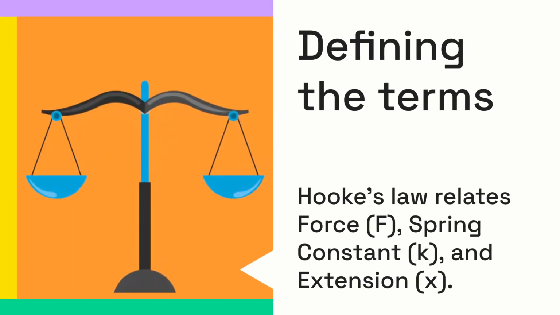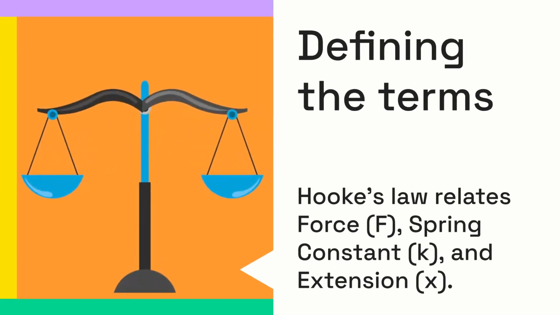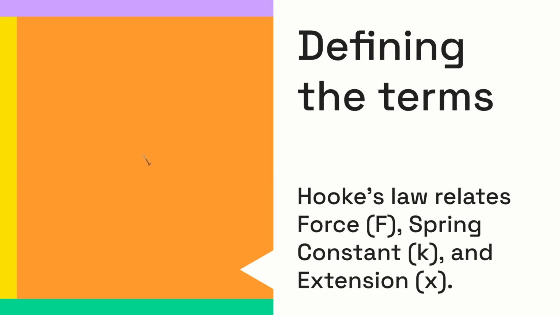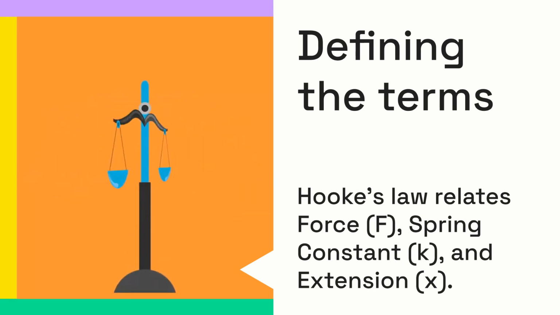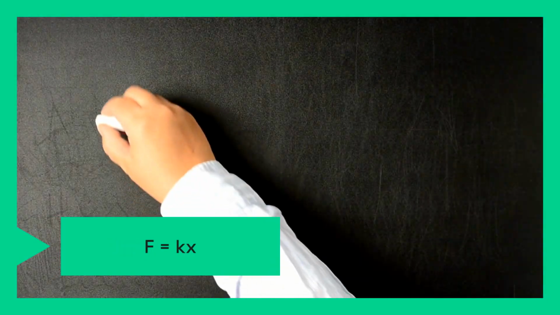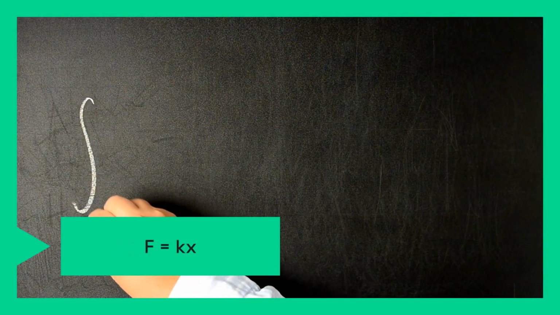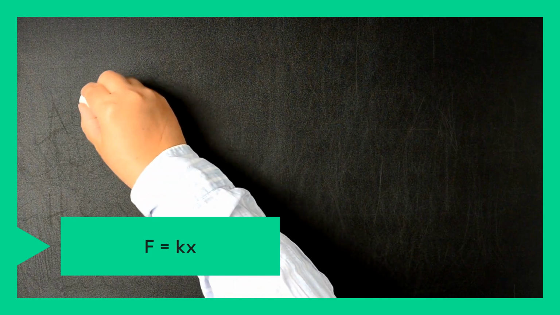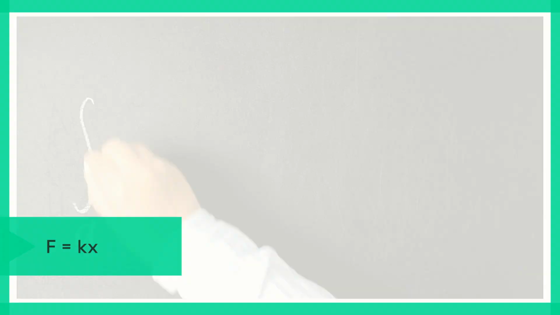We'll be looking at three key terms: force, which is the weight causing the stretch; extension, the change in length; and the spring constant, which represents the stiffness of the material. The law itself is summed up in one simple but powerful equation. Force equals the spring constant multiplied by the extension, or F equals kx.